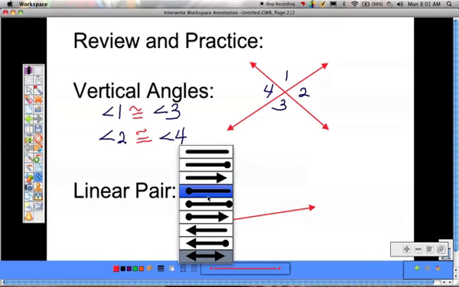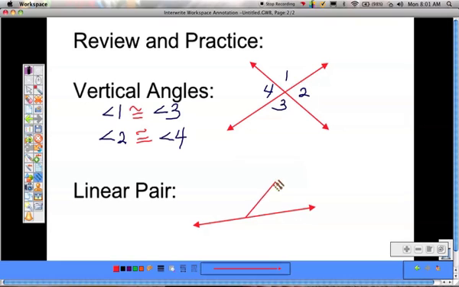A linear pair is two angles made from a straight line. And you need to know that in a linear pair, angle 1 plus angle 2 equals 180. So here are two properties that we've learned before, and we're going to use them again today.